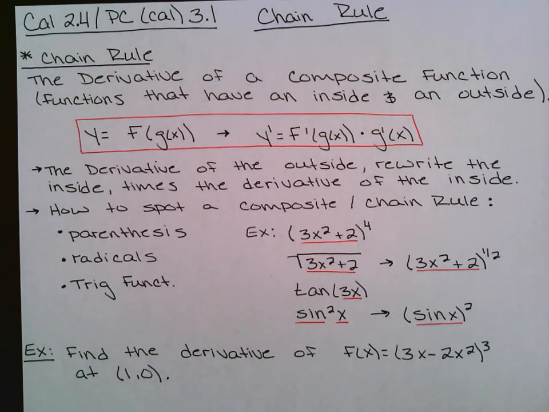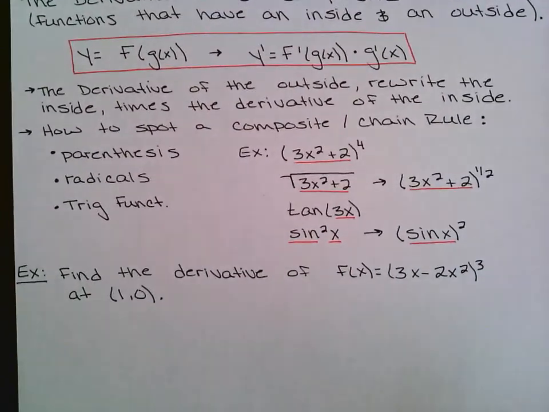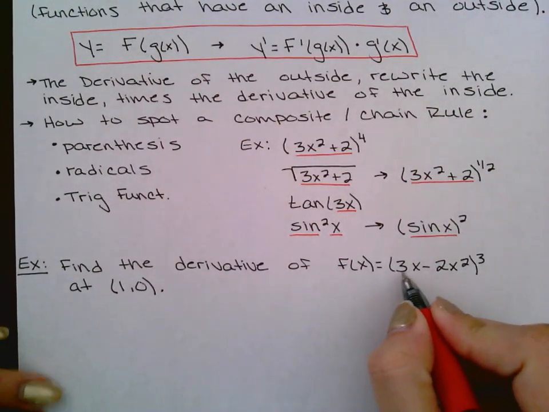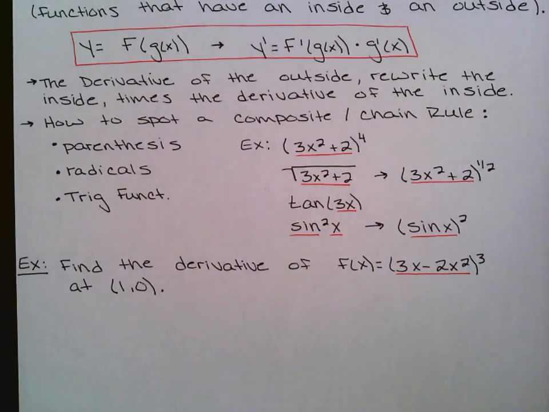So let's take a look at this first question. It says, find the derivative of f of x, which is 3x minus 2x squared all cubed at 1, 0, okay? So the first thing let's analyze is who is the inside and who is the outside, okay? We can clearly see the parentheses, and the inside of parentheses is our inside, okay? So step 1 is going to be to do the derivative, okay?